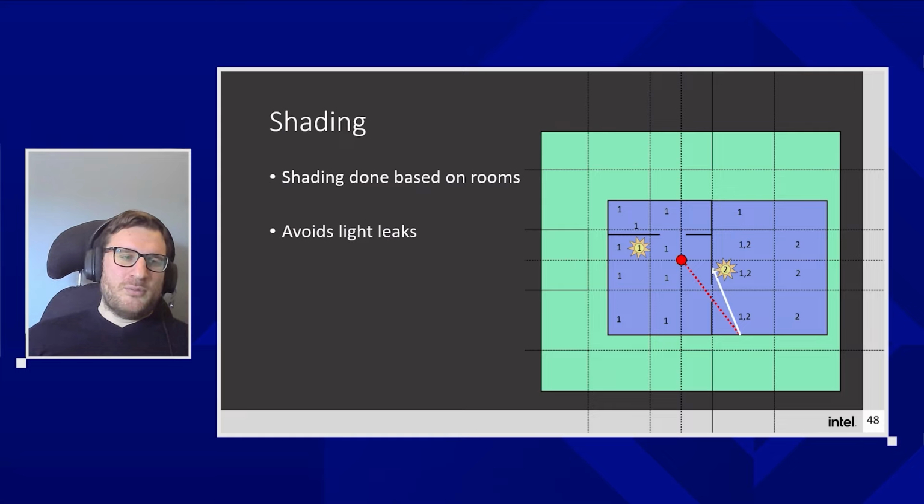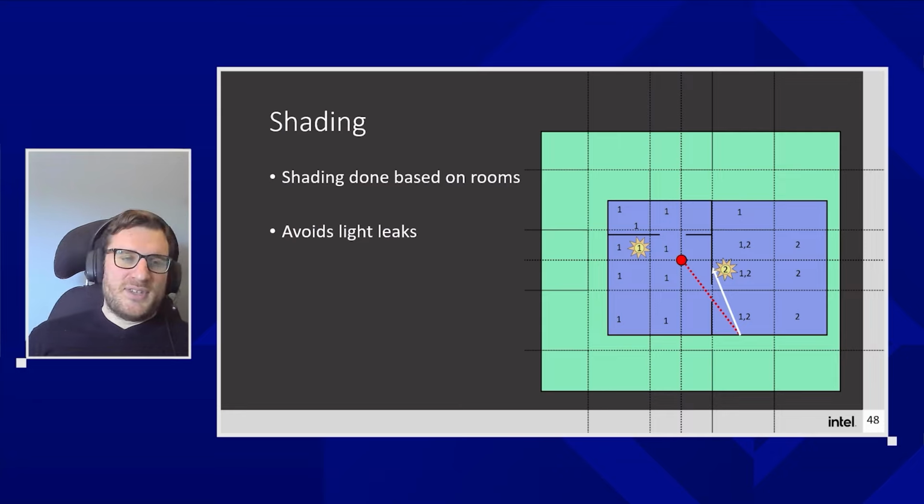So basically what we do, we go in the workspace grid, we fetch which lights we hit, and then we compare them, and we decide based on the lights, in which room they are, and we shade based on the different room in which they are. This avoids light leaks, and in general gives us a good shading result.